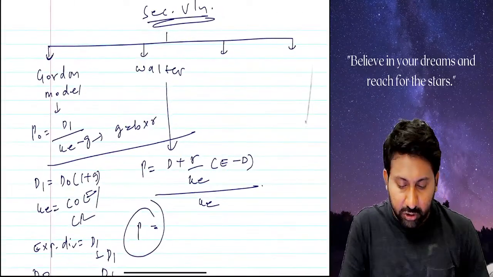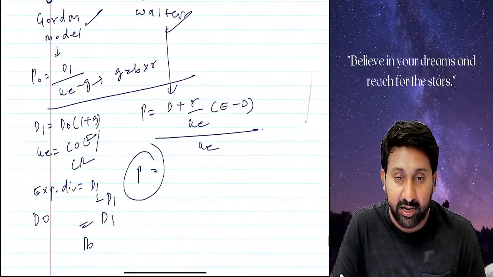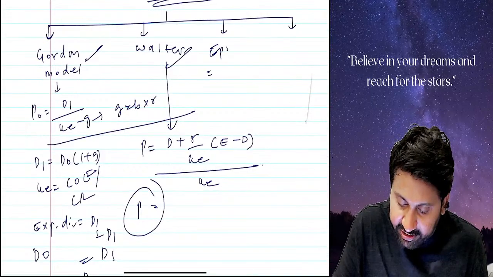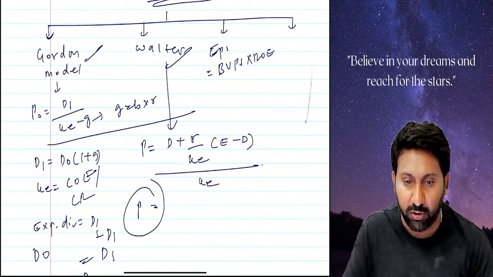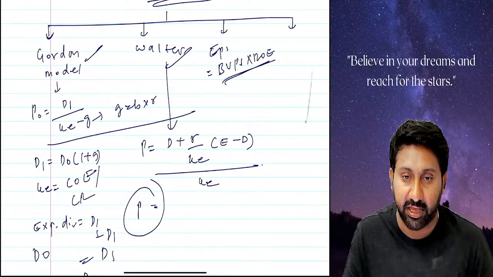Some important questions I will tell you. See here. So Gordon model he can ask. Walter model he can ask. EPS calculation will be BVPS into ROE. This is the next formula they can ask.